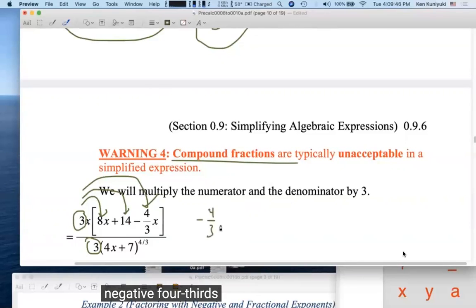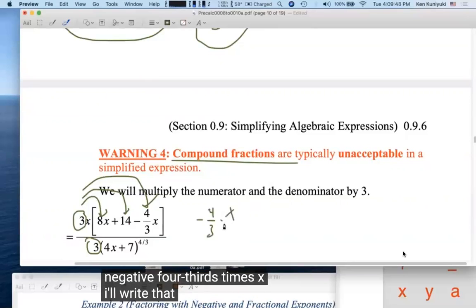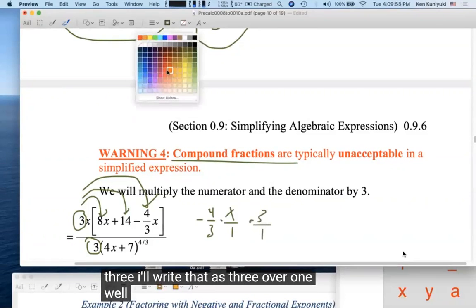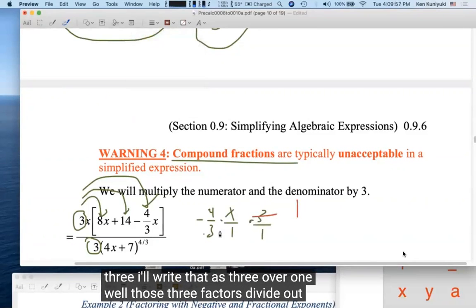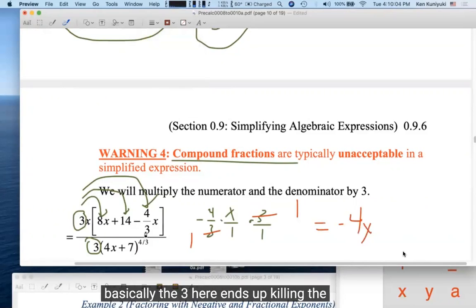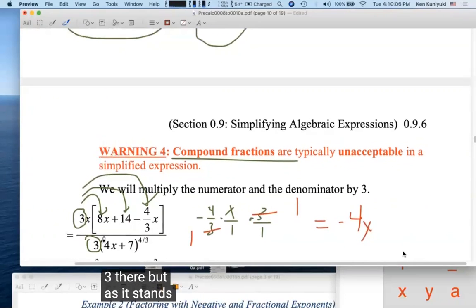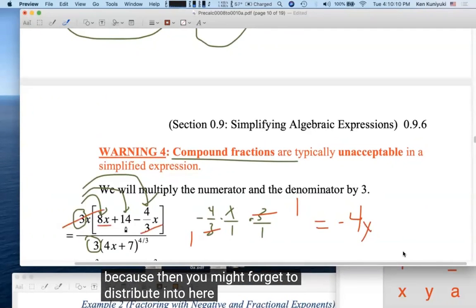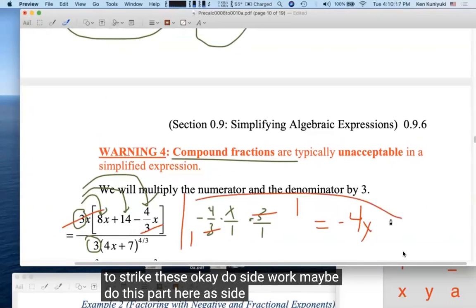negative 4/3 times x, I'll write that as x over 1, times 3, I'll write that as 3 over 1. Well, those 3 factors divide out, and you get negative 4x left. Basically, the 3 here ends up killing the 3 there. But as it stands, don't just go boom, boom like that, because then you might forget to distribute into here and here. So it's very dangerous to strike these. Okay, do side work. Maybe do this part here as side work.